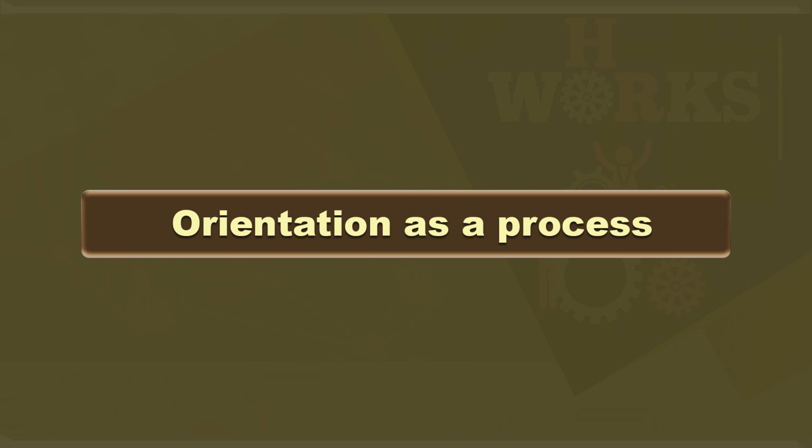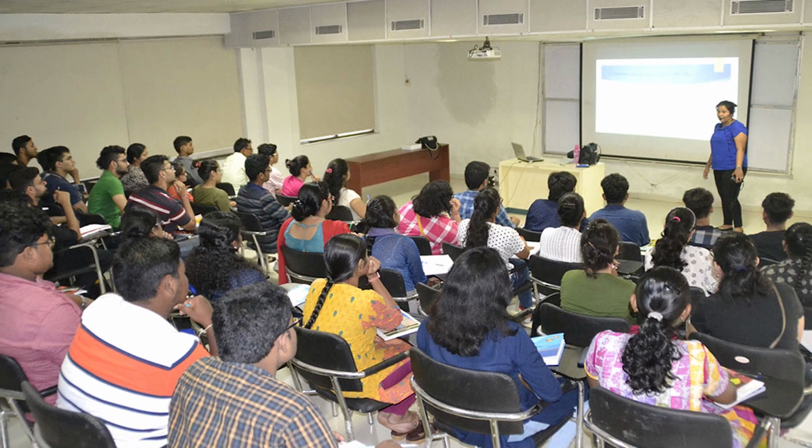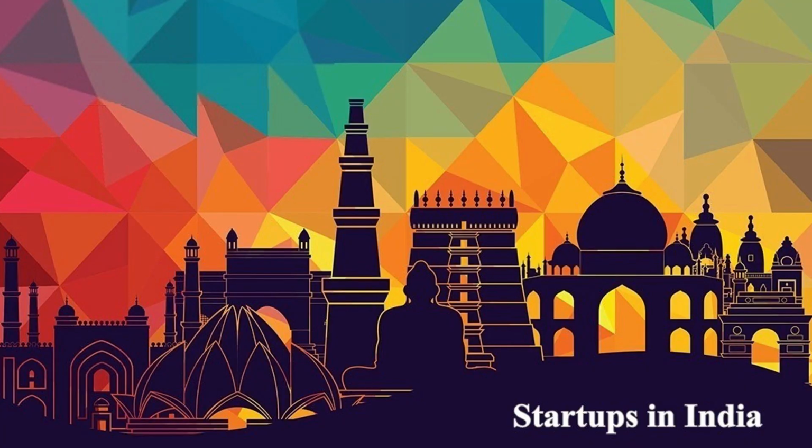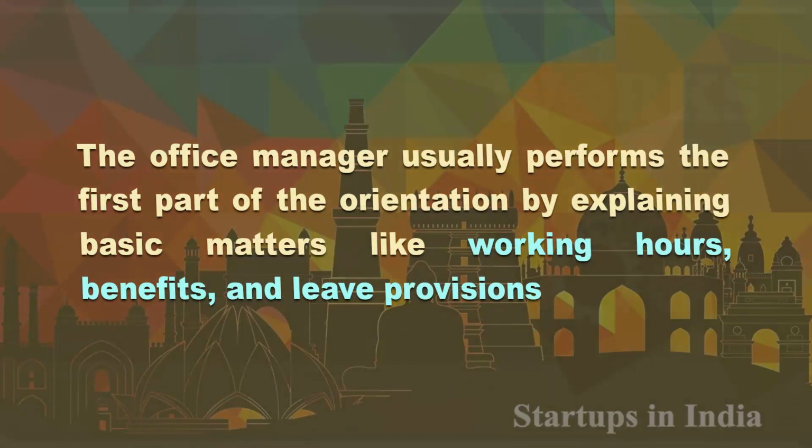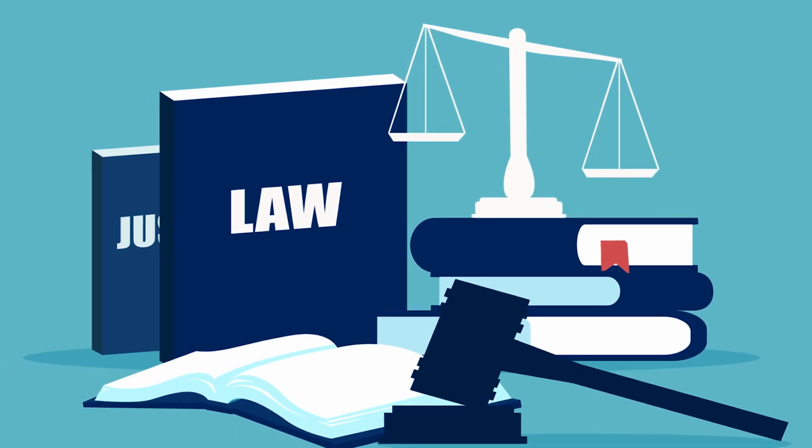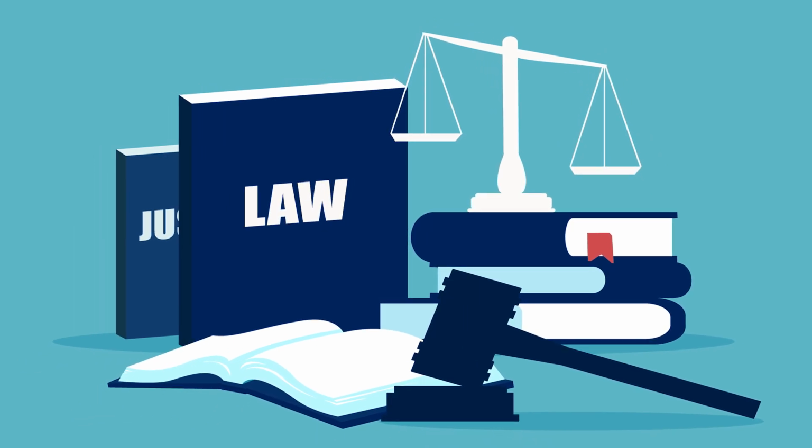We now move on to discussing orientation as a process. The length of the orientation program depends on what you cover. Traditional orientation programs take several hours. The human resource specialist, or in smaller firms, the office manager usually performs the first part of the orientation by explaining basic matters like working hours, benefits, and leave provisions. It should be remembered that some of this information would have linkages with legal provisions, and the organization needs to comply with the prevailing laws.